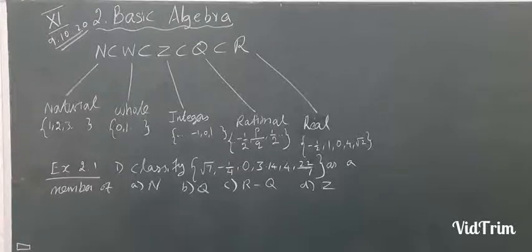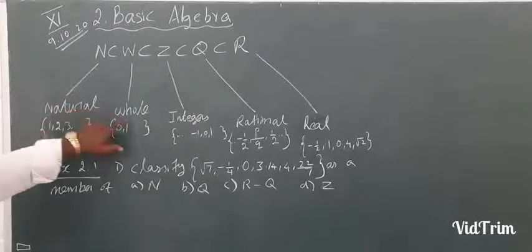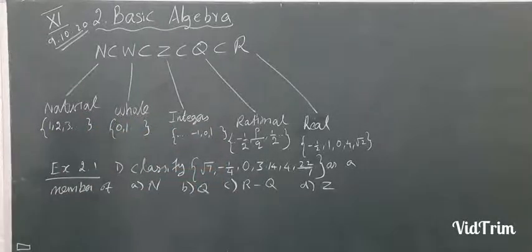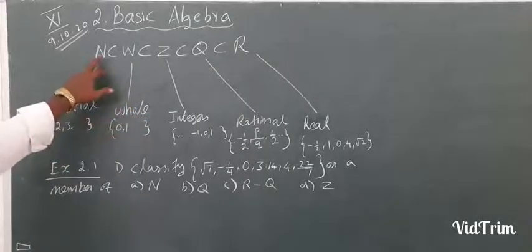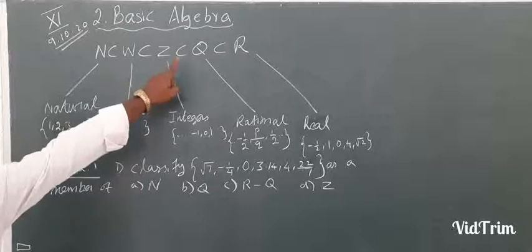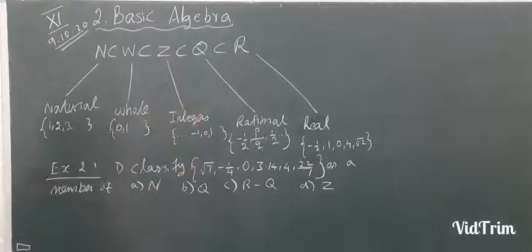Second lesson, basic algebra. Basic algebra has many concepts of the real numbers. It has concepts like natural number, whole number, integers, rational number and real number. I denote that natural numbers are a subset of whole numbers, which are a subset of integers, which are a subset of rational numbers, which are a subset of real numbers. It has many concepts.